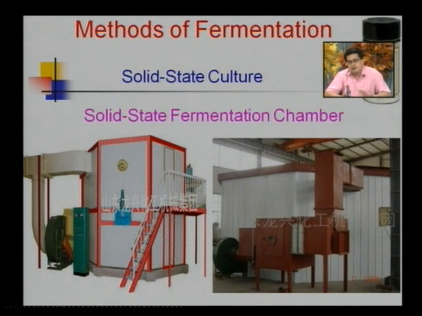Whereas in the tower fermenter there is no mechanical agitation, and agitation is accomplished with the help of aeration only. That is an advantage, because the complexity associated with the agitator can be avoided in the case of the tower fermenter. Of course, tower fermenters have a larger capacity, around 2 lakh liters, whereas the capacity of stirred tank fermenters ranges from 20,000 liters to 2 lakh liters.